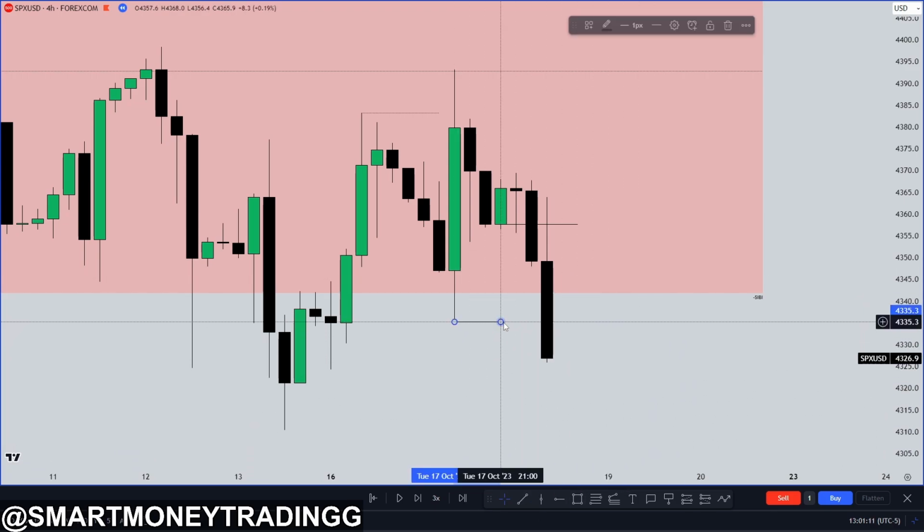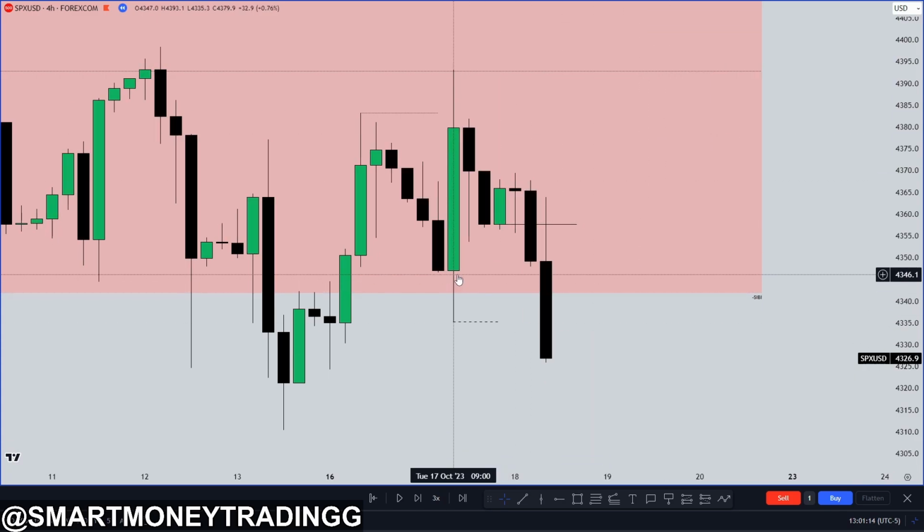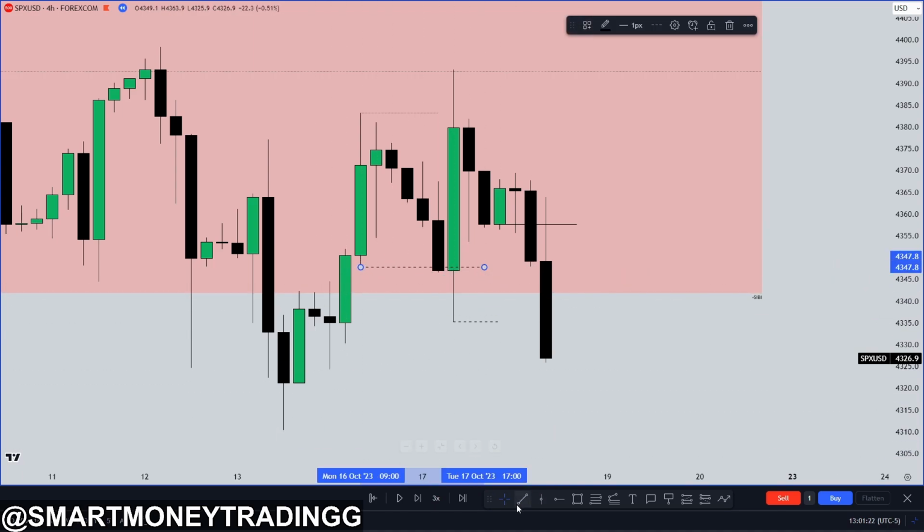So that would be my second PD array. One, and then this is my first one. This is my second. This is my third. Why? Because this third one aligns perfectly with this right here. So this right here is a buy side imbalance that became inverse now.